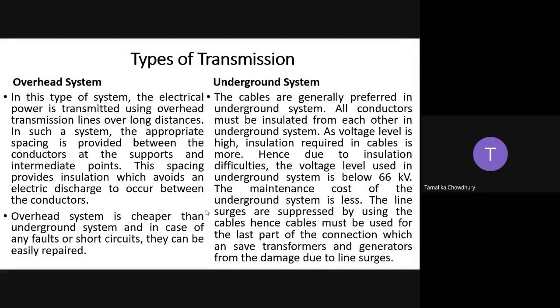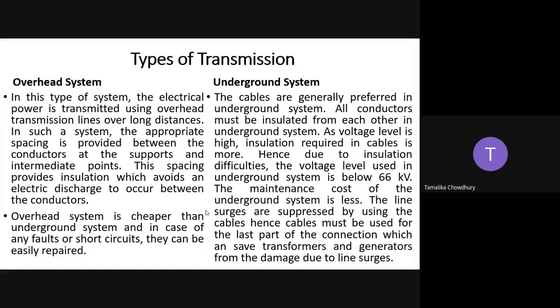Very, very important, because our first 2 to 3 modules are only about the overhead system, overhead transmission lines, and the last 1 or 2 modules are about underground cables, or the underground system. You see, whenever we are going to the overhead system, we use overhead transmission lines. This is one type of transmission. Another type is underground cables, that is, the underground system.